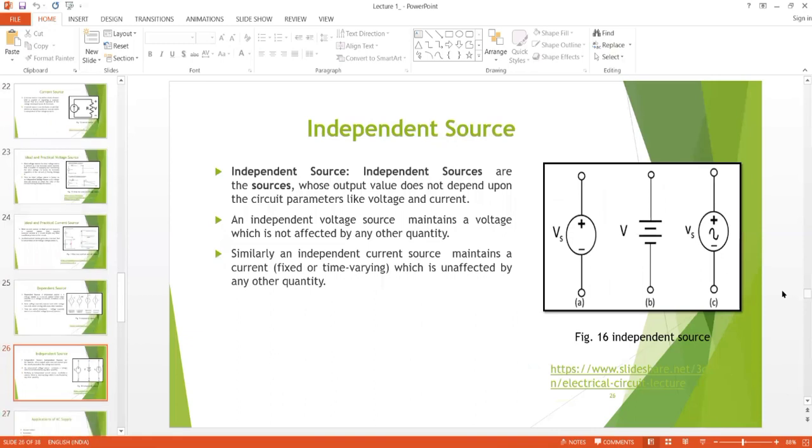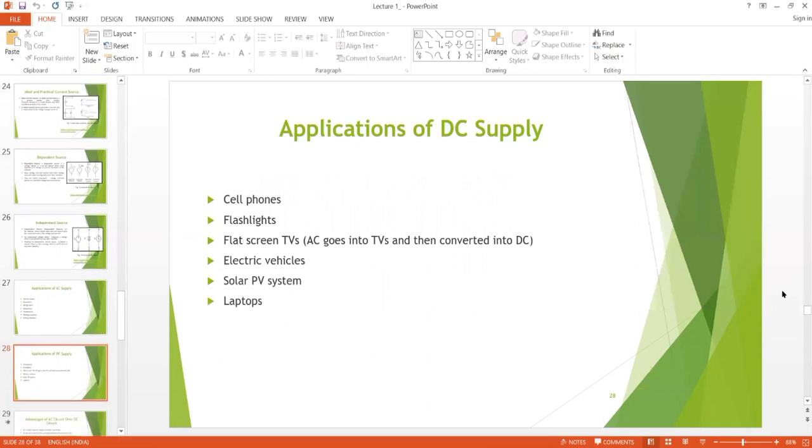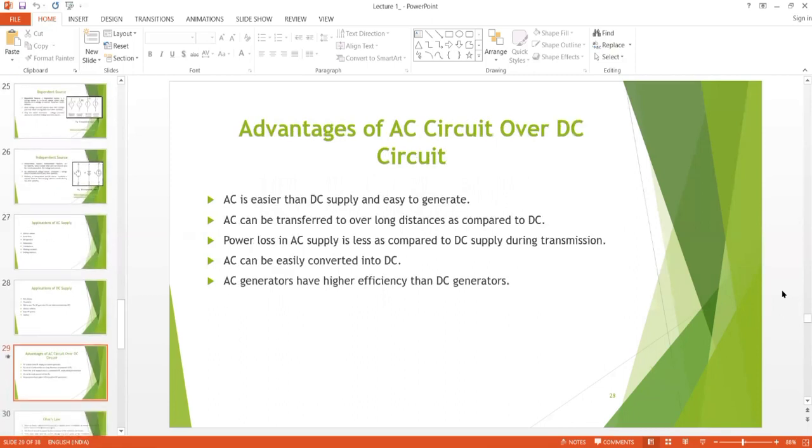We have independent sources which can only be converted from voltage to current source, they cannot be converted into different types of sources. Like if I talk about dependent sources, they cannot be converted. So we are having independent sources whose output does not depend on any kind of circuit parameters. You can see application of AC supply. We have motors, generators, refrigerators, dishwasher, transformer. These we normally use AC supply. You can see cell phones, flashlights, DC supply in your batteries, in solar PV system, laptops.